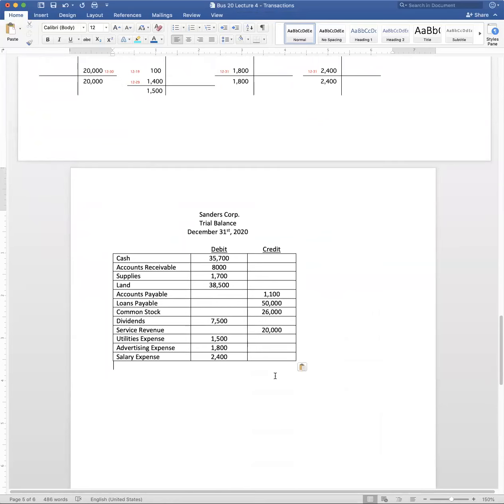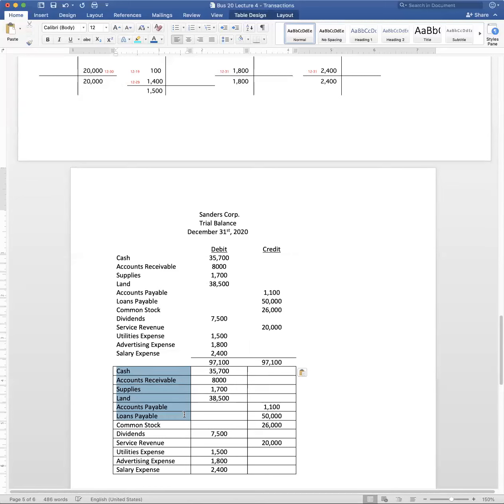There is one more thing that needs to be done, and that is that we need to total the two columns, right? So if I total the credit side, I have 20,000 plus 26 is 46, plus 50, that's going to be 96, plus 1,100 is going to be 97,100. So my total for the credit side is going to be 97,100. What do you think the total is going to be for the debit side? It's going to be exactly the same thing. Both sides are going to total to 97,100.